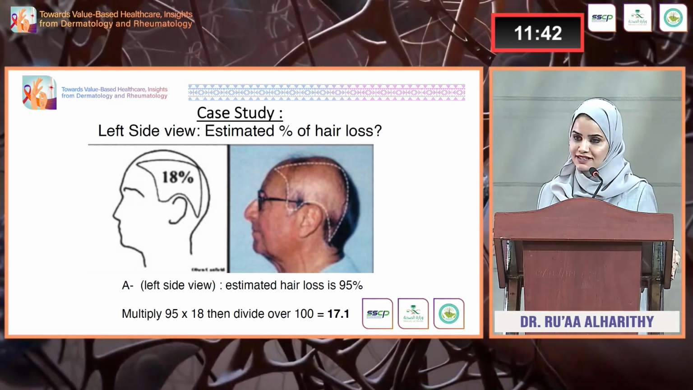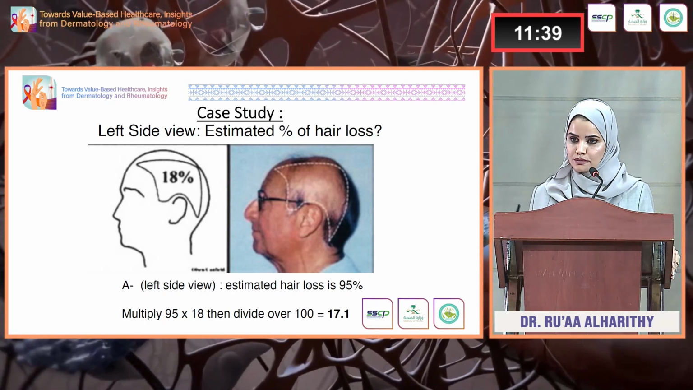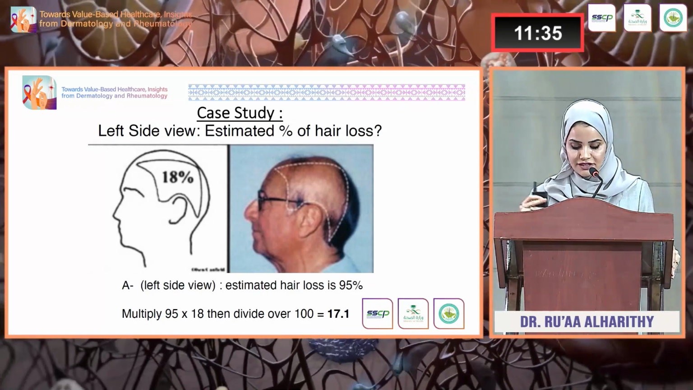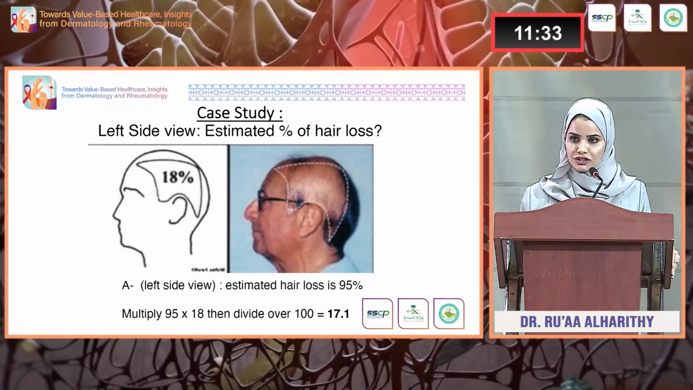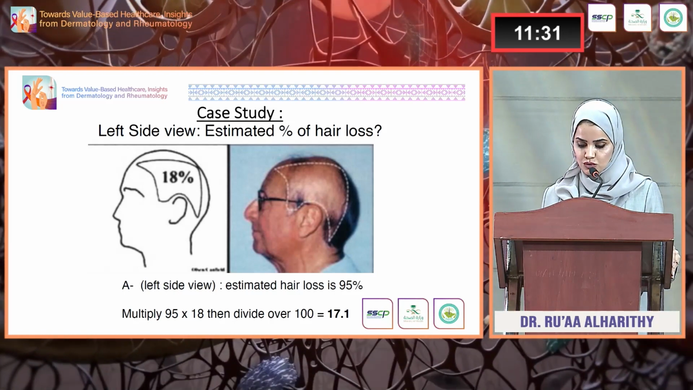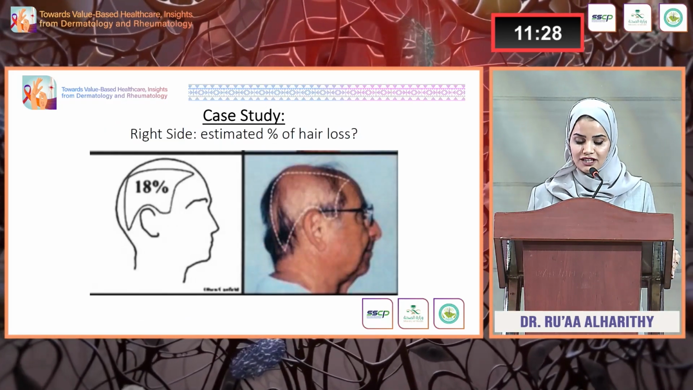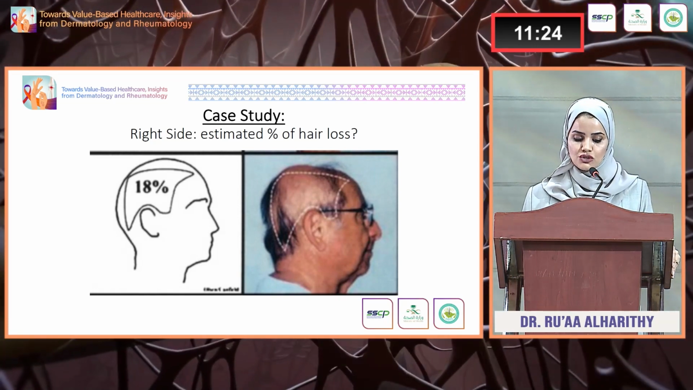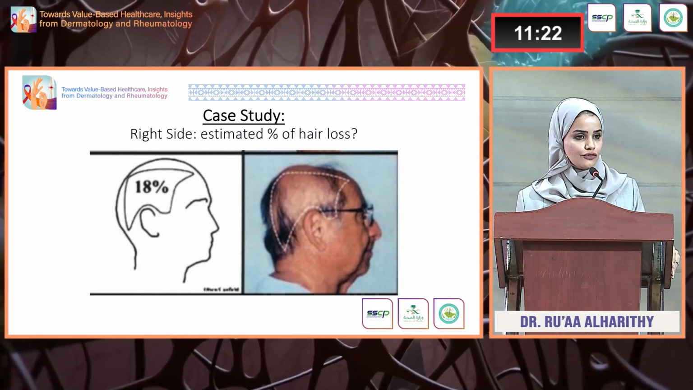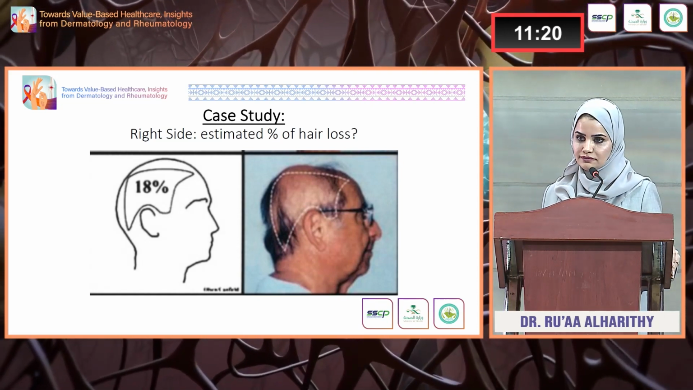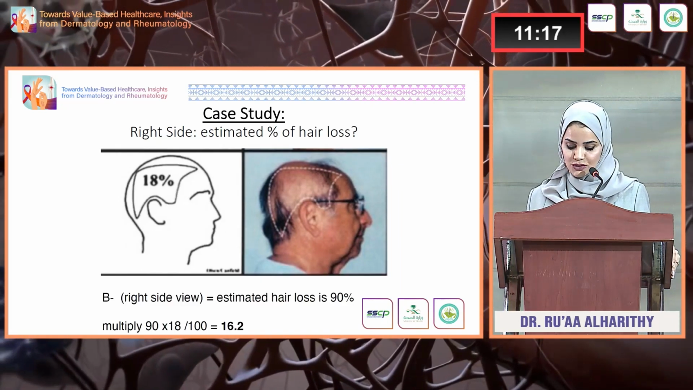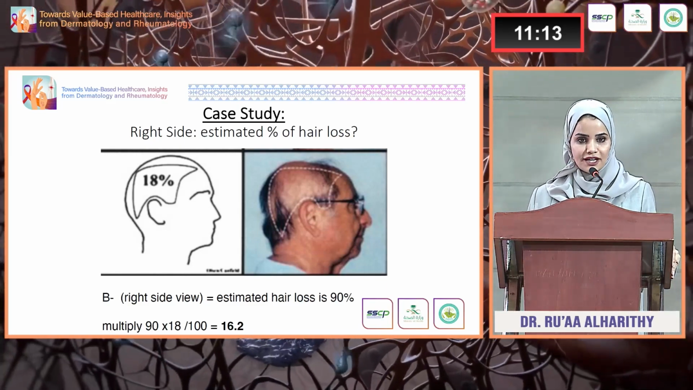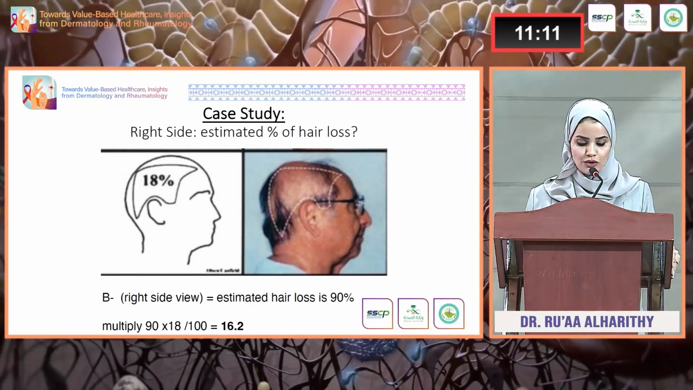So if you estimate it 95%, you multiply that by 18, which is the factor that comprises the effect of the left side. And then you divide that over 100 and you get a number of 17.1. You apply that again on the right side. And we can see there is a little bit of hair over here. So what would you estimate the percentage of hair loss here? 90%. So you multiply that by 18. You divide it by 100, and you get a coefficient number of 16.2.